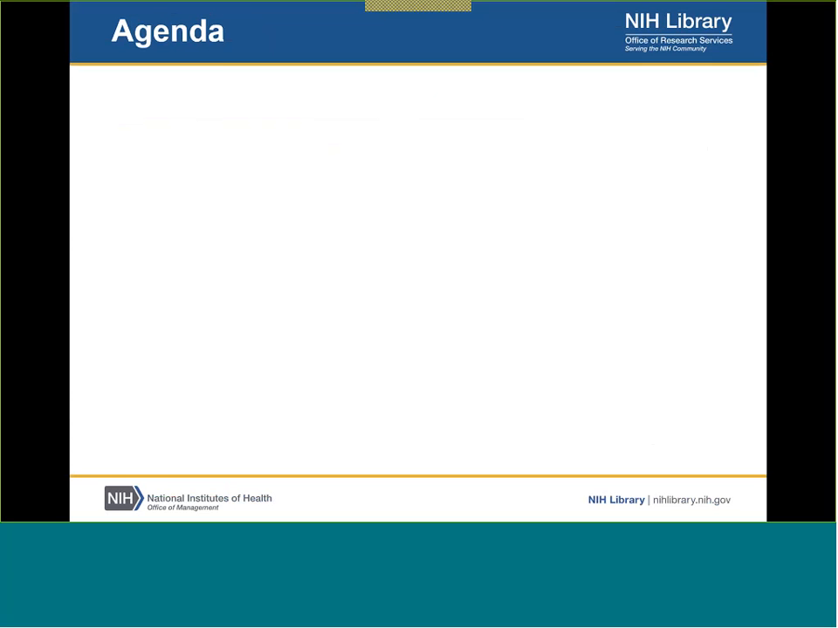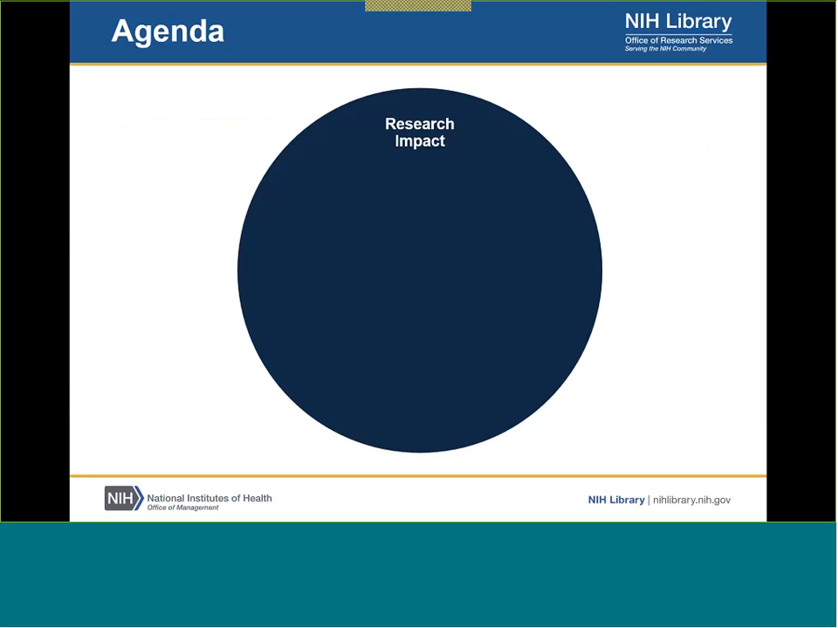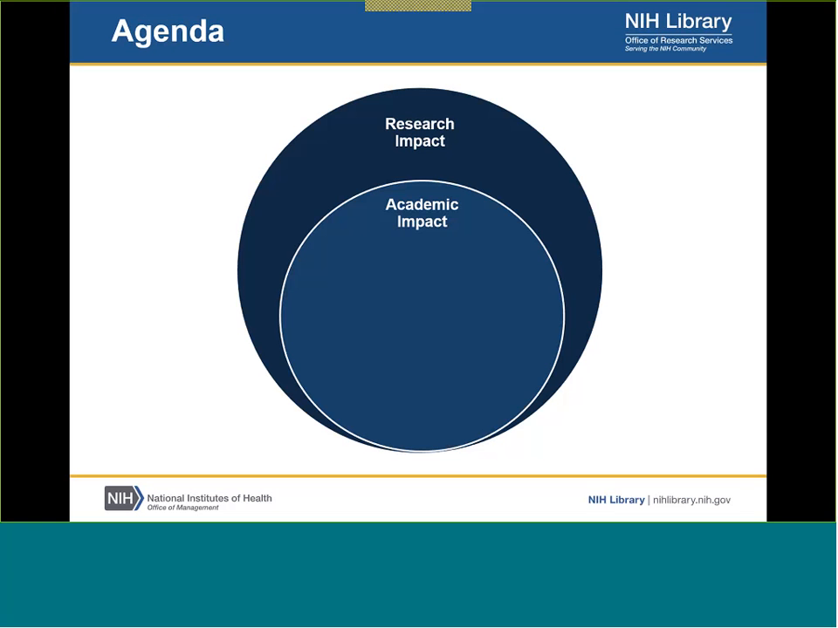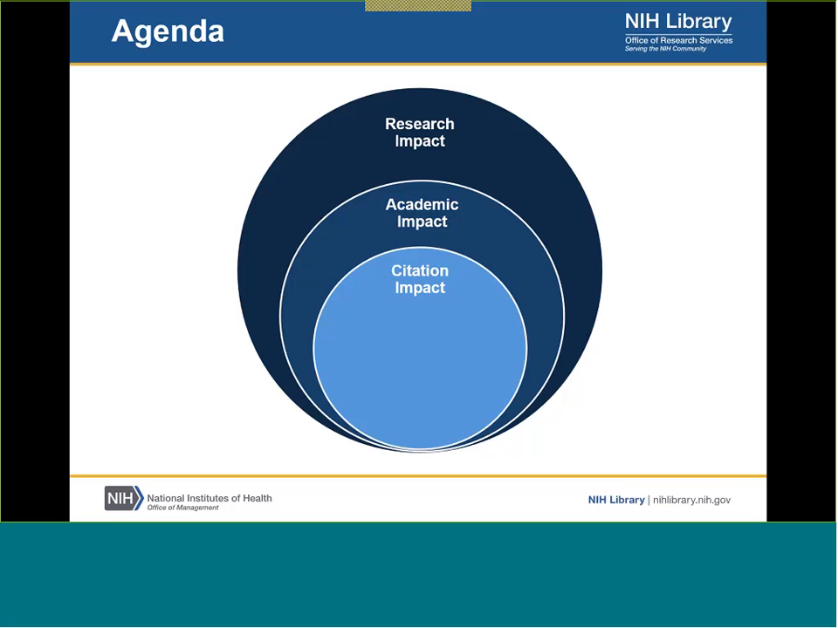Okay. My agenda today can be represented in sort of a graph. I'm going to start from very broad, the research impact, and then something smaller, academic impact, and then something even smaller, citation impact. For those of you who are familiar with the term citation impact, you know that there is something even smaller within that, because there are several different ways that you can count. So my smallest circle today is the citation impact indicators.